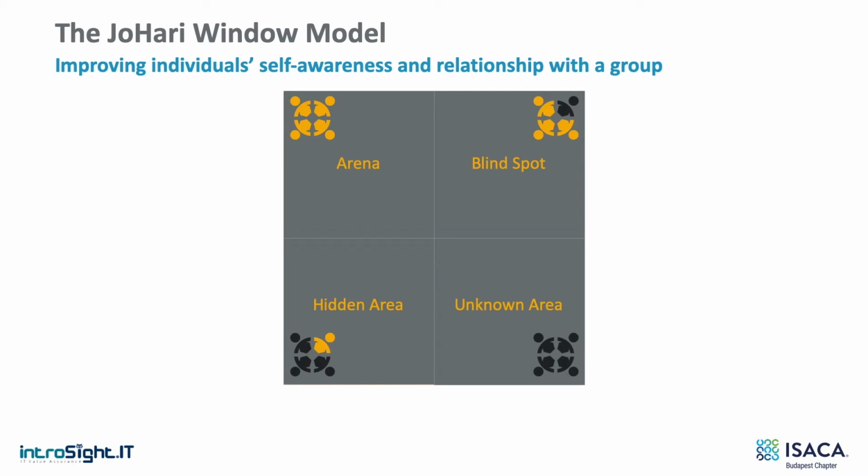On the top left, the arena represents the area where facts are known both to the individual and to the group. On the bottom left, the hidden area represents the area where facts are known to the individual but are unknown to the group. On the top right, the blind spot represents the area where facts are known to the group but unknown to the individual. And on the bottom right, the unknown area represents the area where facts are unknown both to the individual and the group.